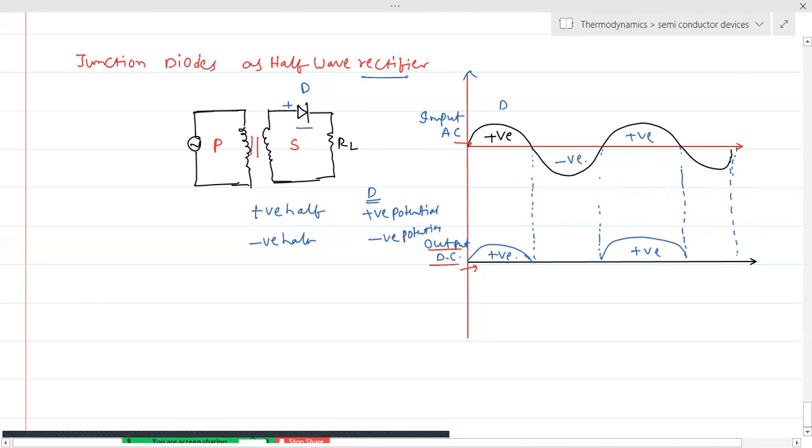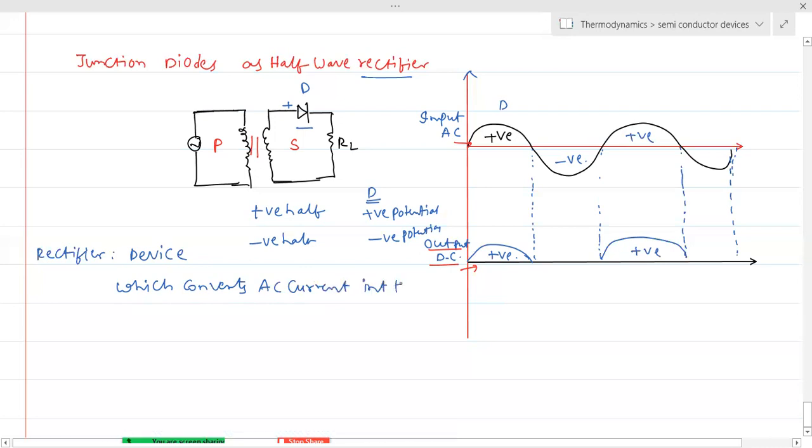First we need to understand the meaning of rectifier. A rectifier is a device which converts AC current into DC current.